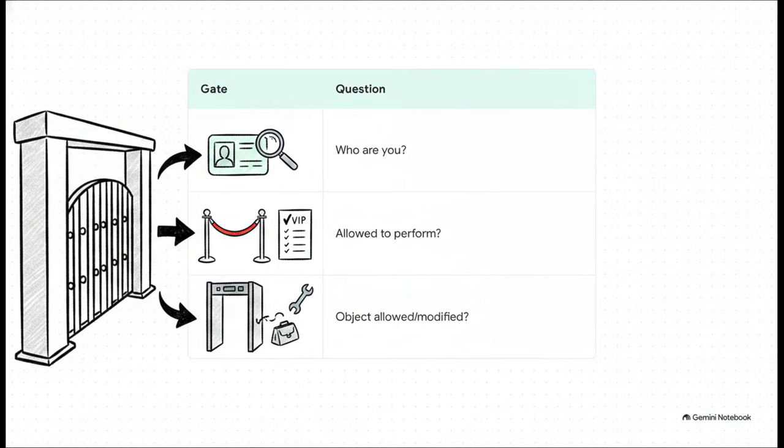I love thinking about this flow like security at a super exclusive club. Authentication is the person at the door asking, "Who are you?" They're checking your ID. Then RBAC steps in and asks, "Okay, but are you on the VIP list?" Admission, though, admission is the metal detector. It's looking at you and asking, are the specific items in your pockets actually allowed in here, and do we need to alter or confiscate something before you step inside?